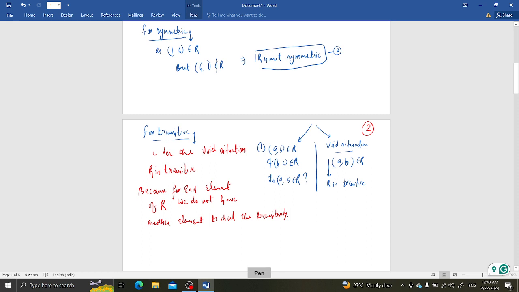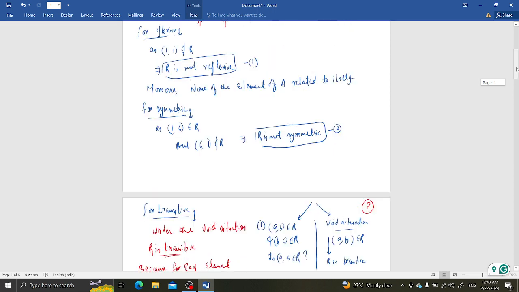So this case is under the void situation. Under void situation, this case will come. Under void situation, R is transitive. So this implies R is transitive on A. I hope you understand this question. Okay. Void situation you understand or not? Because void situation is very important. How? I will explain it again.